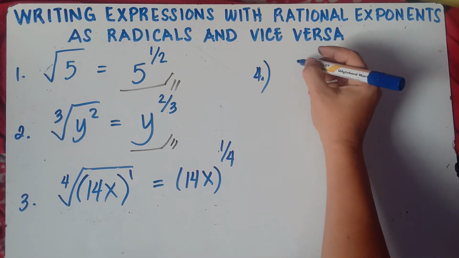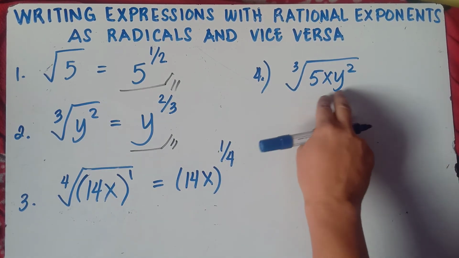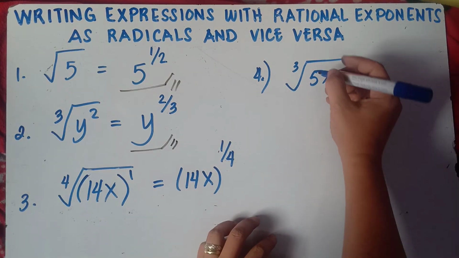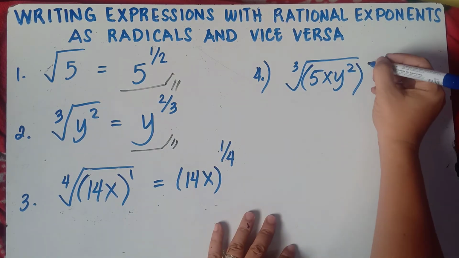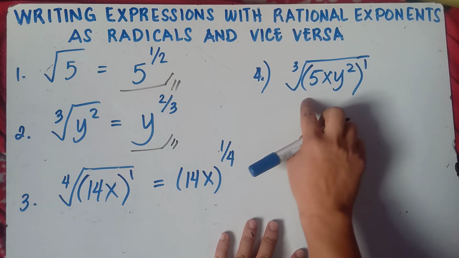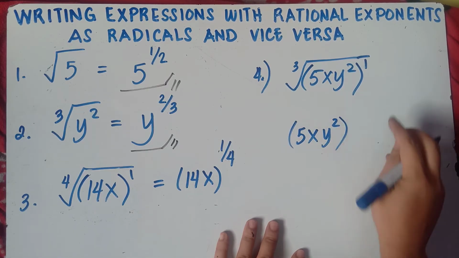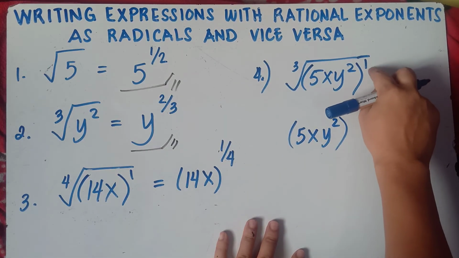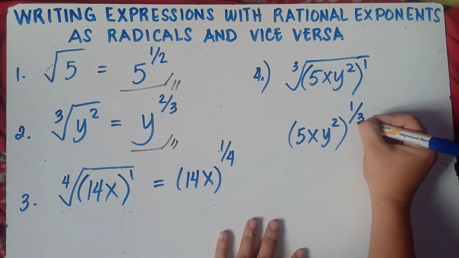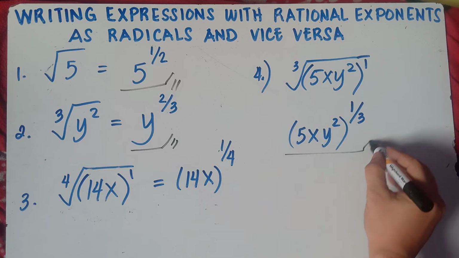Example number 4. What if you have the cube root of 5xy squared? So you have a number and 2 or more variables. Once again, you put a quantity and this will be raised to the power of 1. So copy what is inside the radical symbol, 5xy squared, then put a quantity. The exponent 1 will be the numerator of the fraction, and this 3 will be the denominator of this rational exponent. That's the answer, class, for number 4. I hope you get this one, class.